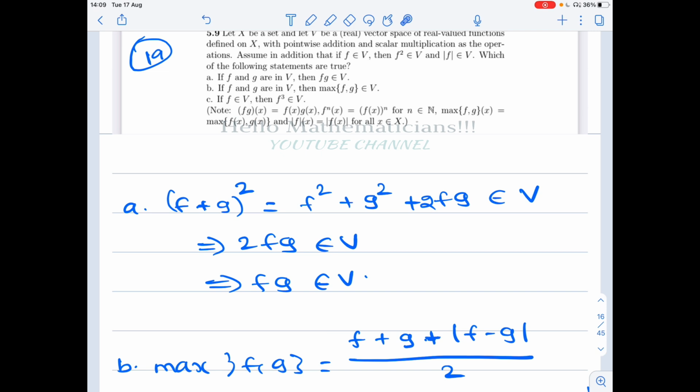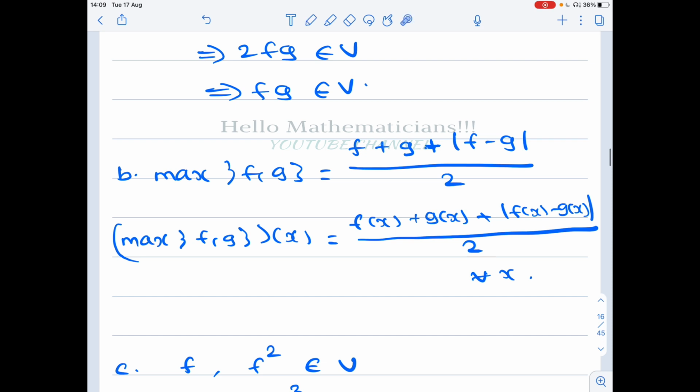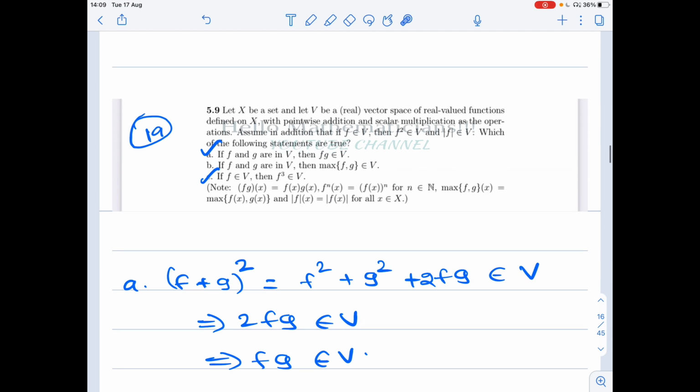Now we can immediately argue part C. If f belongs to V, then f squared belongs to V, then f into f squared gives f cubed, which also belongs to V. So the first and third are true. Let's look at option B, maximum. Note that the maximum has this nice representation. Similarly, you can represent the minimum also. This involves only f of x, g of x, and modulus and differences, with some scalars. Since V is a vector space and modulus belongs to V whenever f belongs to V, we conclude that the maximum also belongs to V. So the given hypothesis is enough to conclude that the maximum is also an element.